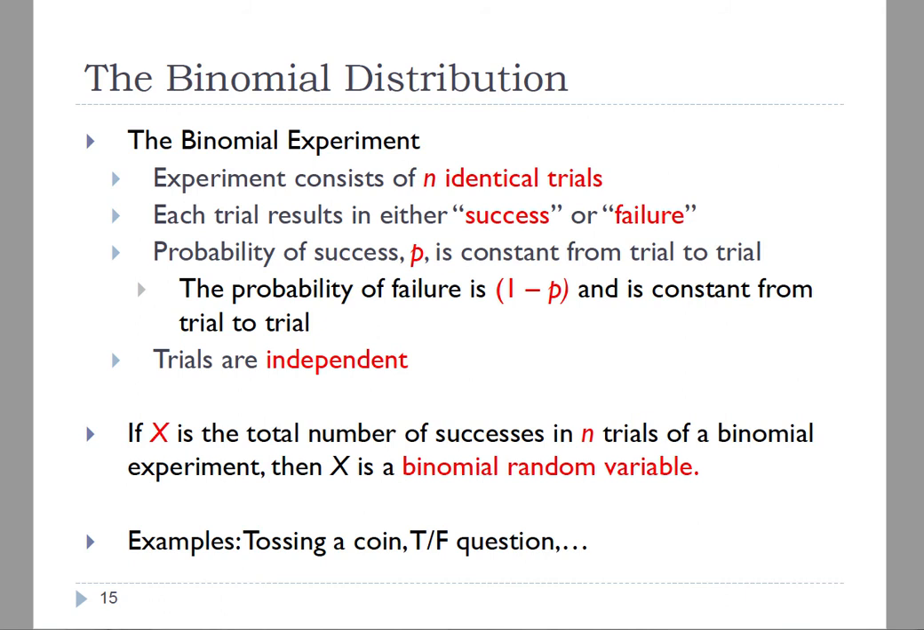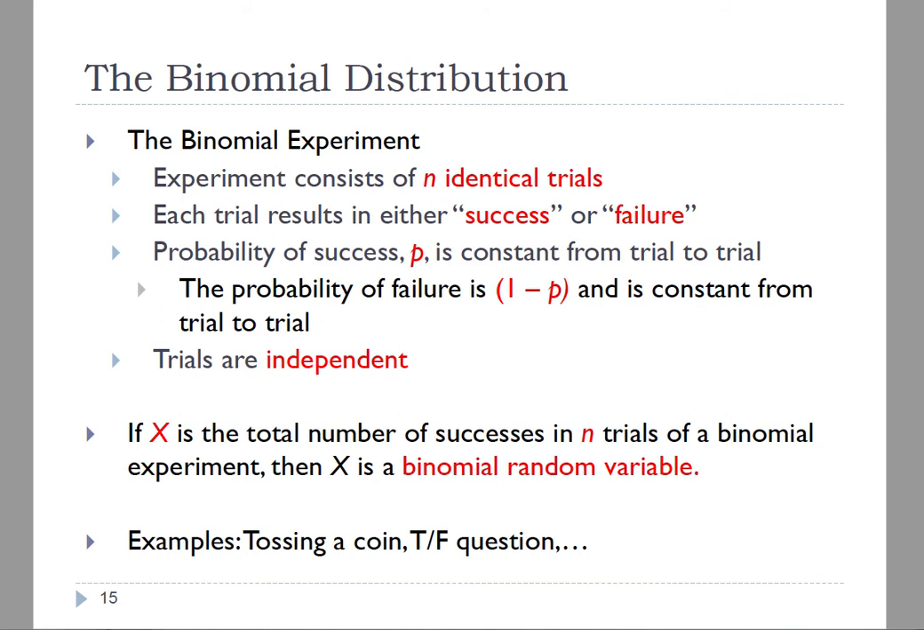The experiment is repeated for a fixed number, n, of independent trials. There are only 2 possible outcomes for each trial. Each outcome can be classified as a success or a failure. The probability of a success must remain constant for each trial. And the random variable x counts the number of successful trials out of those n trials.